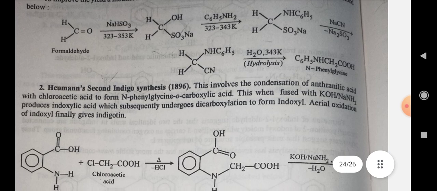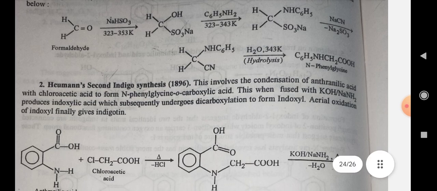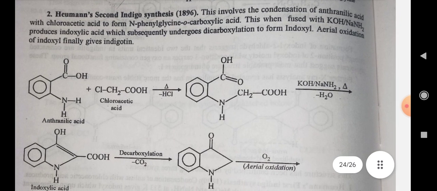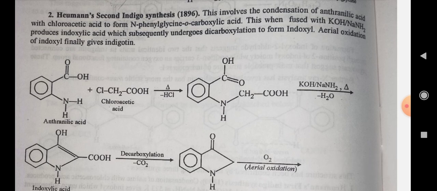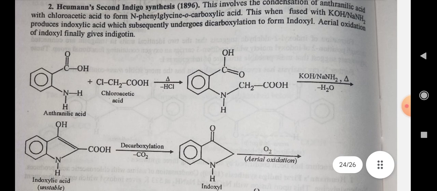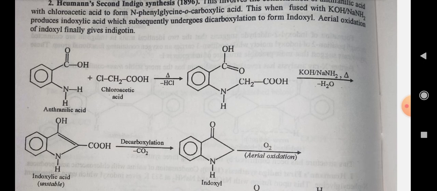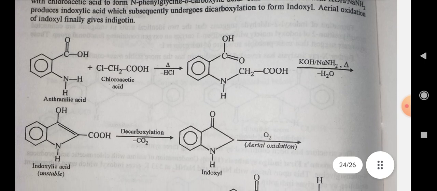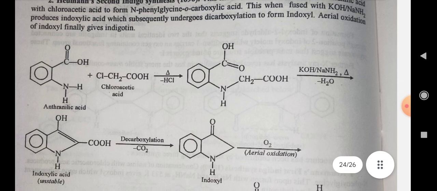Aniline is treated with formaldehyde in the presence of NaHSO3 at 323 to 353 Kelvin temperature. Then by hydrolysis, N-phenylglycine is formed as a product. Heumann's second indigo synthesis involves the condensation of anthranilic acid with chloroacetic acid to form N-phenylglycine ortho-carboxylic acid. This, when fused with KOH and NaNH2, produces indoxylic acid, which subsequently undergoes decarboxylation to form indoxyl. Aerial oxidation of indoxyl finally gives indigotin.